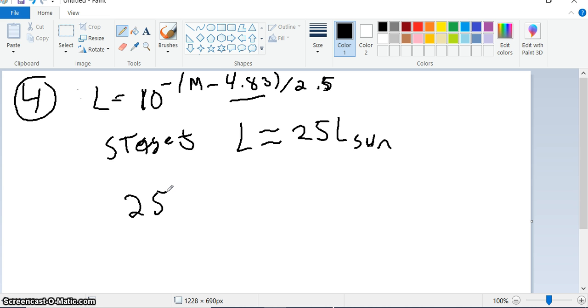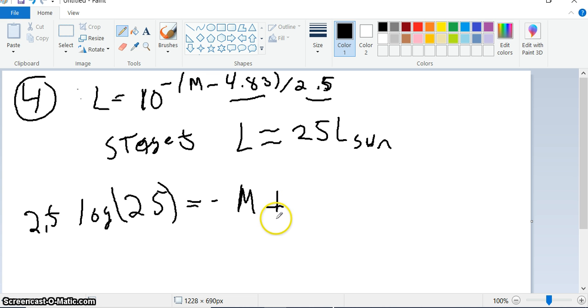So this becomes 25. Of course, you're going to take the logarithm of both sides, and so this is the logarithm of 25. Then we've got to bring this 2.5 over to the other side, so this becomes 2.5 times that. And what does that all equal? It's going to equal negative M, the absolute magnitude of this stage 5 protostar, plus the absolute magnitude of the sun, which is 4.83.